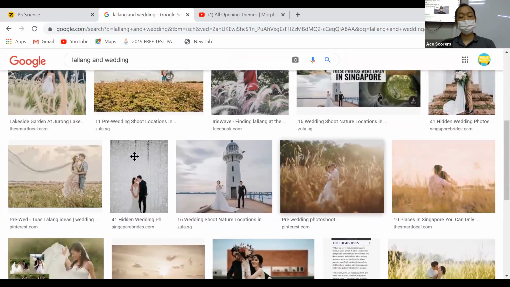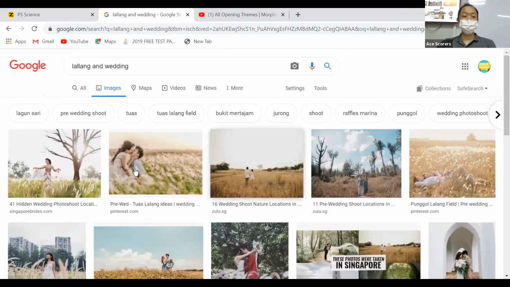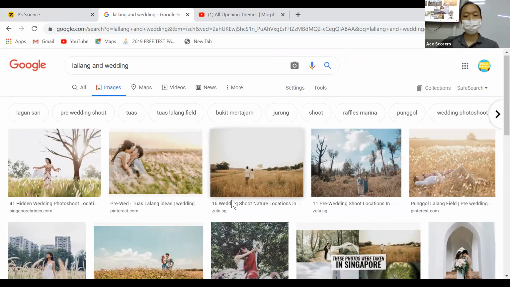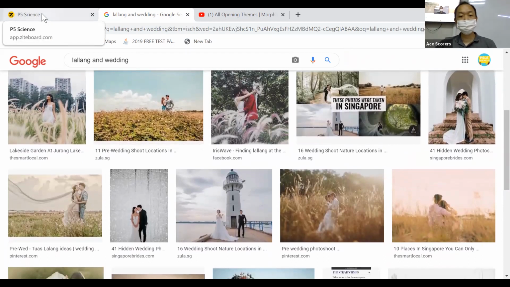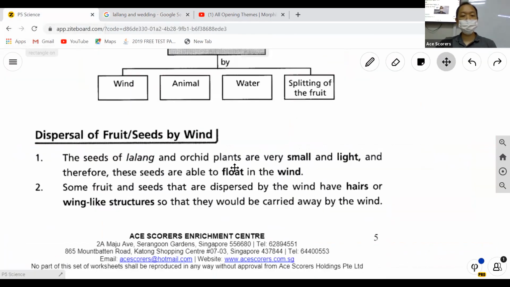So anyway, they are dispersed by wind. How come? Because when the wind blows, all their seeds will fly everywhere, including onto their head. These photos were taken in Singapore. Okay, so wind.